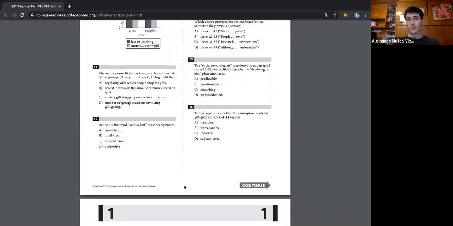So this one's definitely wrong because there is no mention of anxiety to that point. It's all about sort of describing something. Then recent increase, we never talk about recent increase because these are sort of holidays that we have every year where we give gifts. So either this or that. And which one fits better into the argument of the entire passage? The entire passage is about the act of gift giving and its social role, and analyzing how effective it is in fulfilling that social role or social function.